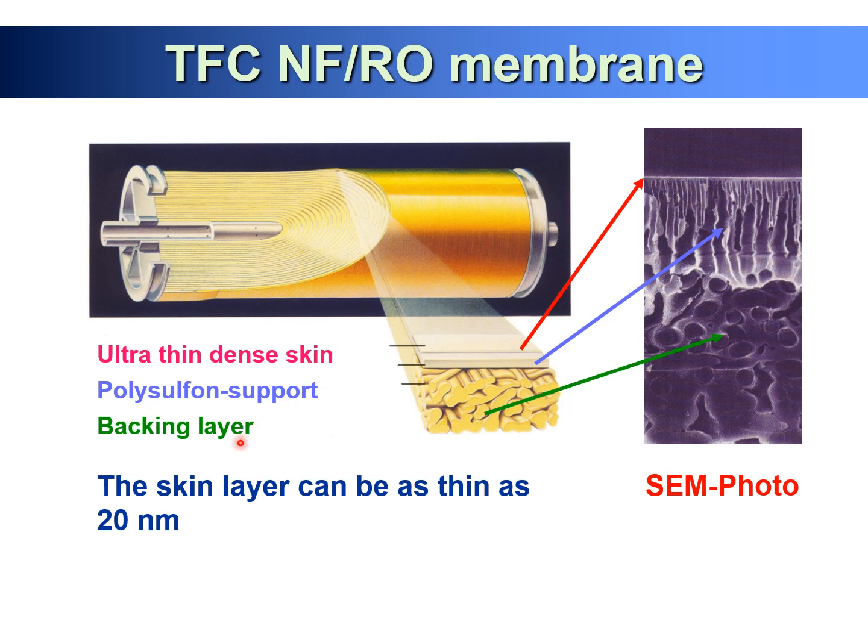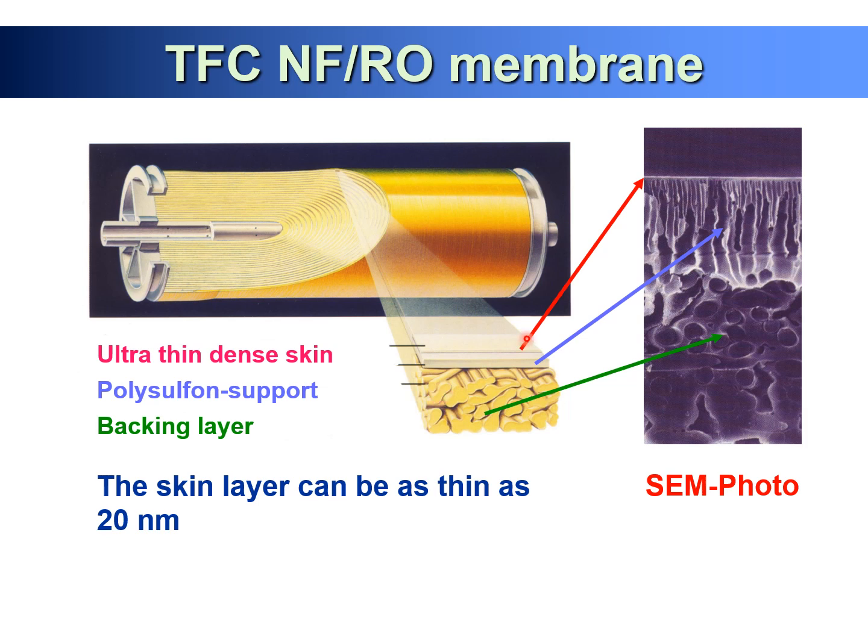However, this skin layer is 20 nanometers in thickness, so very weak, so we need to have a support layer of polysulfone polymer. Then we pressurize to 60 bar. This pressure has to be tolerated by this membrane. That's the reason why we have a third layer, the backing layer.